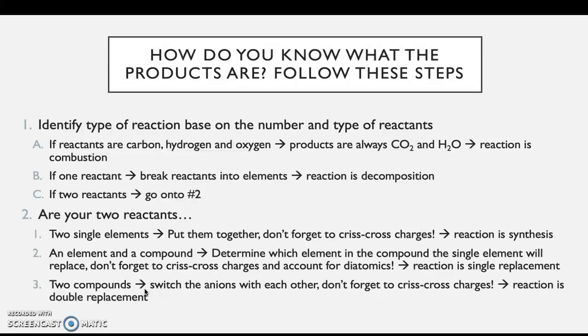Now, if you have 2 compounds in your reactants, then you need to switch the anions, so those are the negative ions, with each other. You don't want to forget to crisscross your charges. Now, realistically, you're trading partners. If you don't want to trade the anions, go ahead and trade the cations. Just don't try to mix them up. You keep your anion together. So if your anion is a polyatomic, it needs to stay a polyatomic. It's not going to break apart.